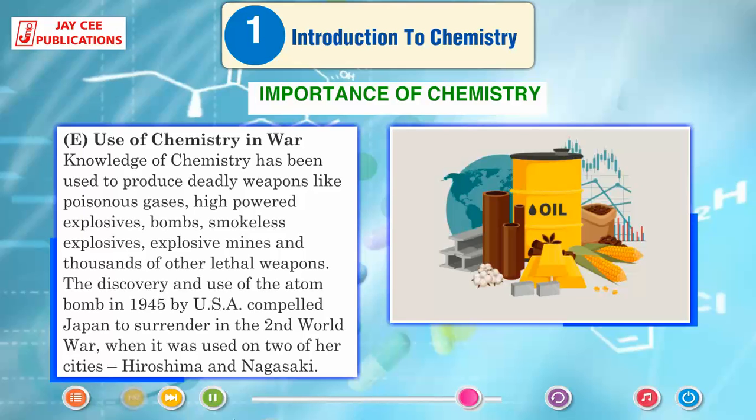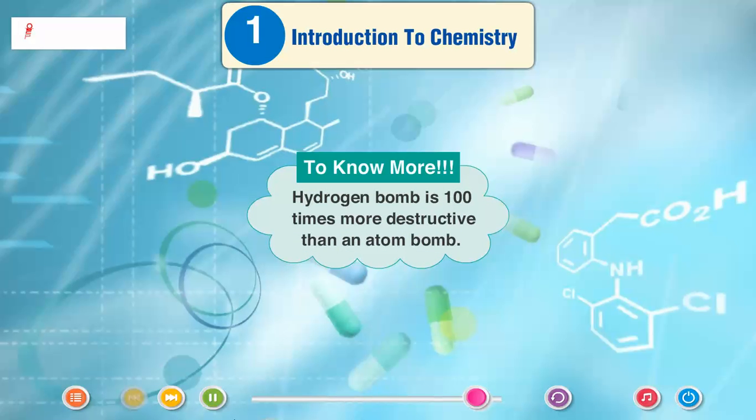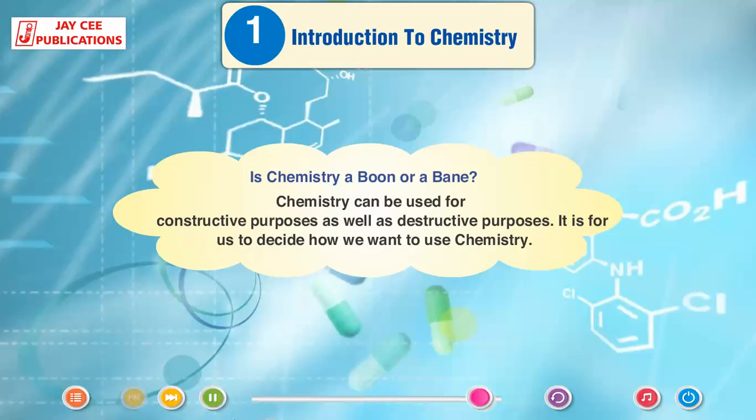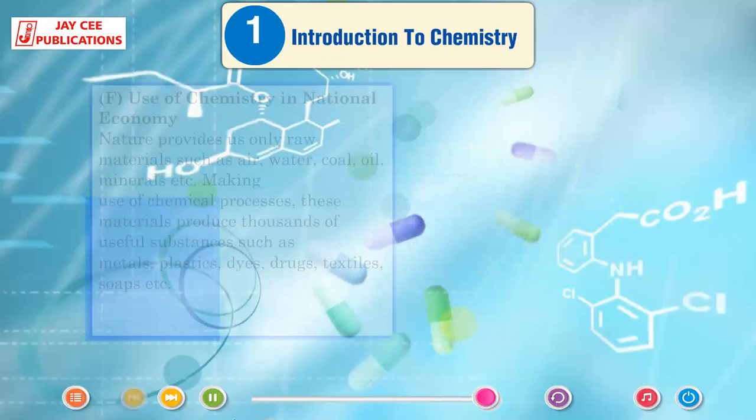The discovery and use of the atom bomb in 1945 by USA compelled Japan to surrender in the Second World War when it was used on two of her cities, Hiroshima and Nagasaki. To know more, hydrogen bomb is 100 times more destructive than an atom bomb. Is chemistry a boon or a bane? Chemistry can be used for constructive purposes as well as destructive purposes. It is for us to decide how we want to use chemistry.